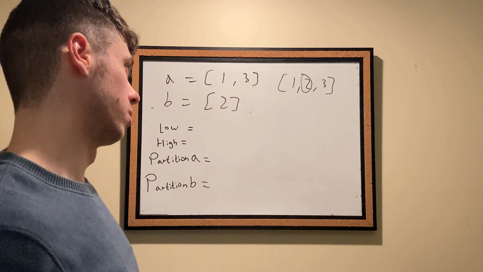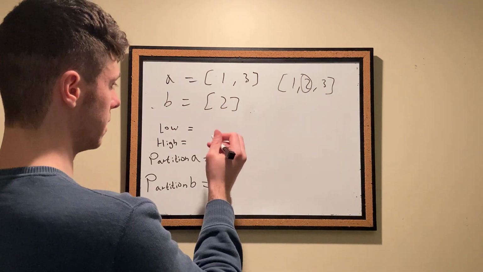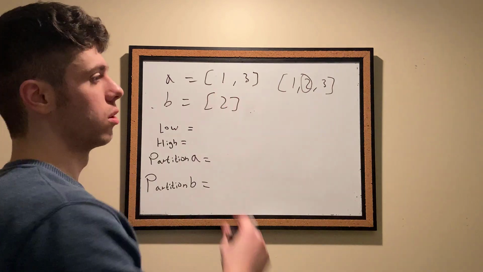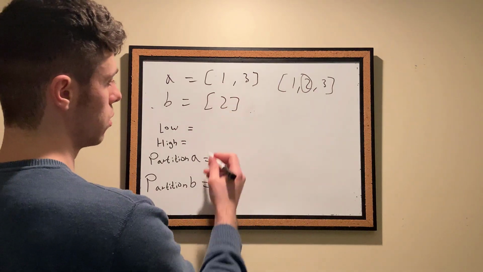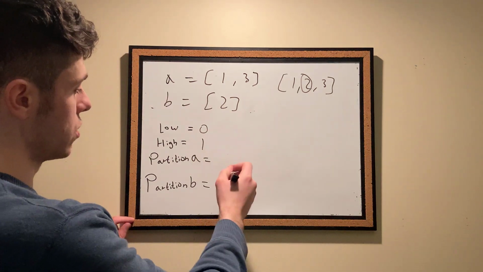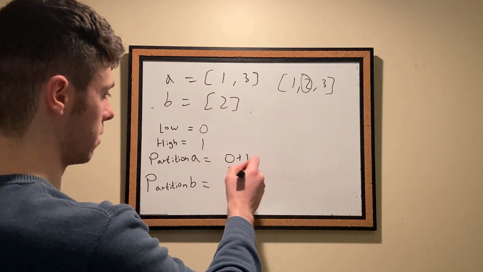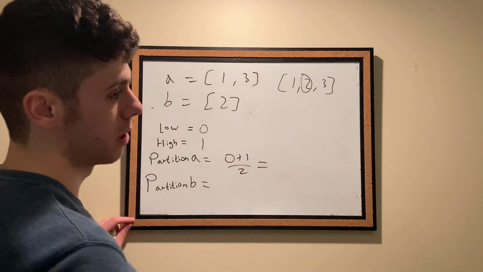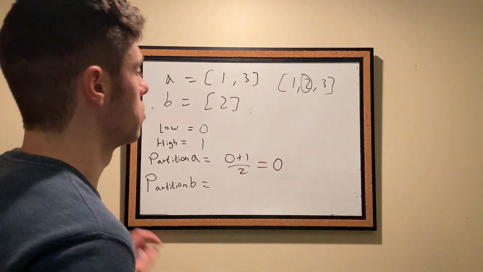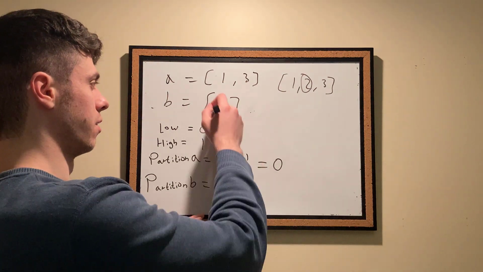So, same concept here. We're going to do binary search on the smaller array, so this one. So low is going to be 0, high is going to be 1, right? Partition A is going to be 0 plus 1 divided by 2, which gives you 1 divided by 2 is half, which is going to round down to 0 if it's an integer. So now we actually have a partition here.